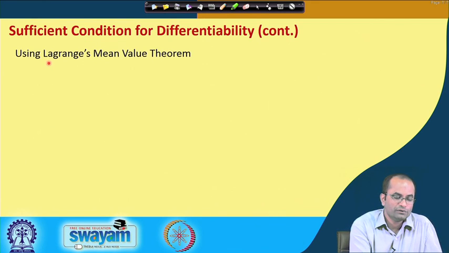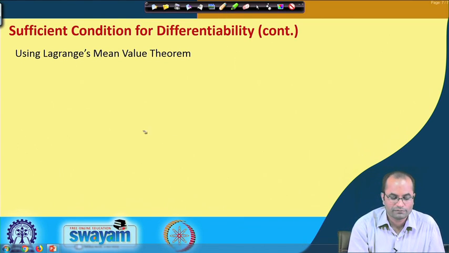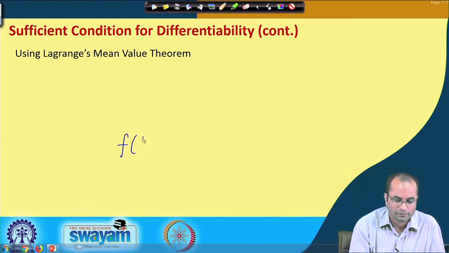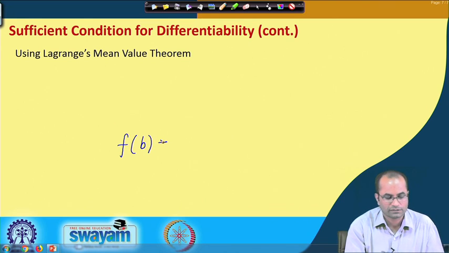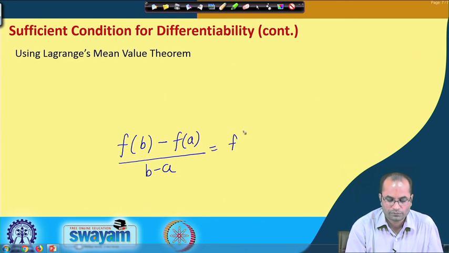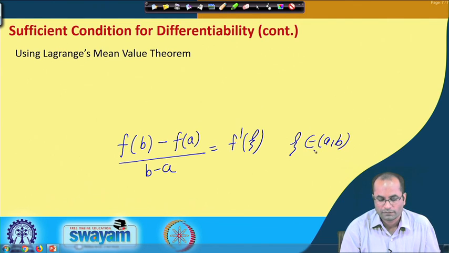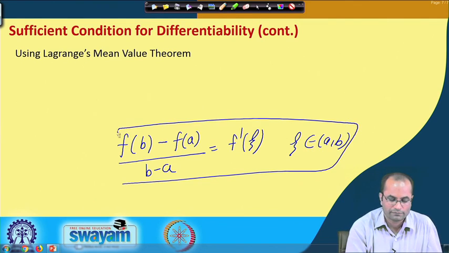Next, we will use the Lagrange mean value theorem. Just to recall what the Lagrange mean value theorem says: we have a function which is continuous and differentiable in the open interval (a, b). Then f(b) minus f(a) over b minus a, this quotient, is equal to the derivative at some point in the interval (a, b). That was the Lagrange mean value theorem we have studied before.